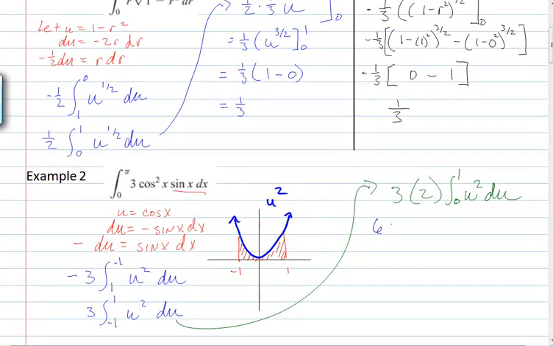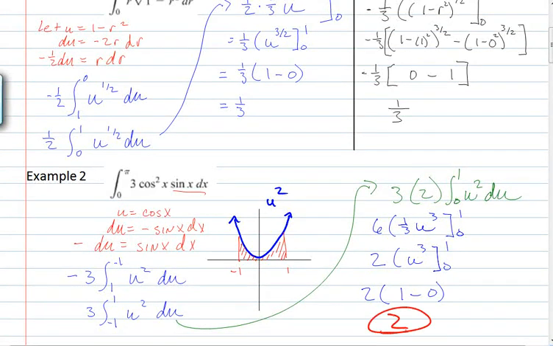So this is 6 times 1/3 u cubed from 0 to 1, right? 6 times a third is 2 times u cubed from 0 to 1. Well, that's 2 times, plug in a 1, raised to any power is 1. Plug in a 0, this is just going to be 2. Cool. Looked complicated. All for a lousy 2. Not too bad.